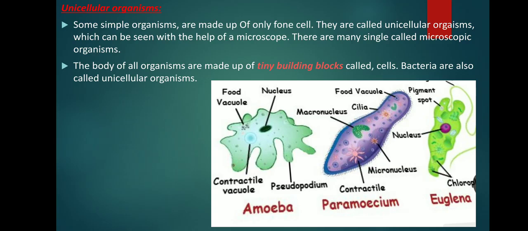Nutrition in unicellular organisms. Unicellular organisms feed on other organisms or liquid matter. The digestion is intracellular. Large particles are ingested by phagocytosis. The smaller size particles enter into the cell through osmosis and diffusion.